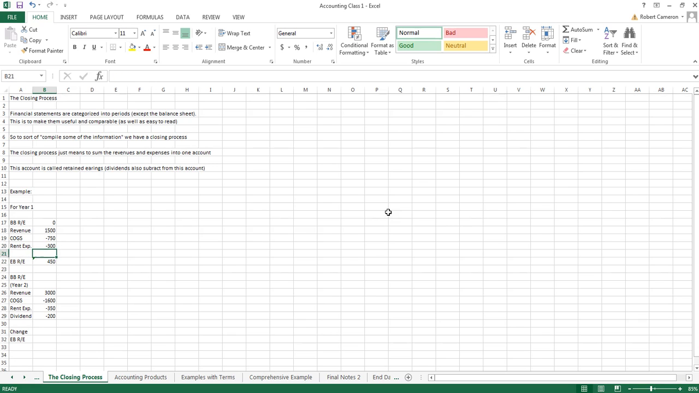And so it's sort of like what we do is, next year, when we start out, we'd have a completely new accounting equation, and we wouldn't have 1,500 in revenue, we wouldn't have 750. Completely new accounting equation, except we would always keep track of and know, oh, we started with 450 retained earnings. So as you can see here in year two, we have revenue, cost of goods sold, rent expense, and a dividend. A dividend is not an expense, but it is something that reduces retained earnings.